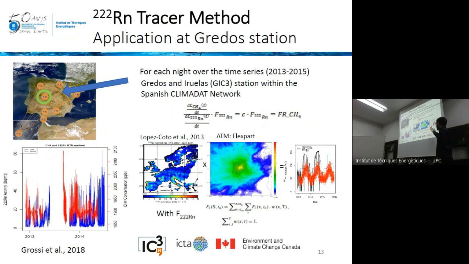These back trajectories are simulations to know where the air arriving at the station has been in the past hours. So using these back trajectories coupled with the radon tracer model, we could estimate the fluxes. In this case, it was methane fluxes around the station.